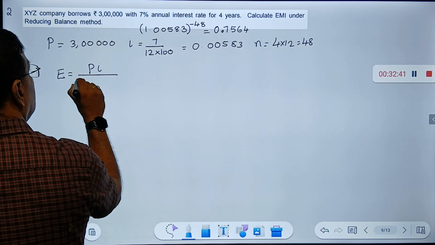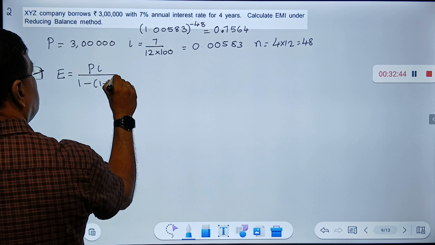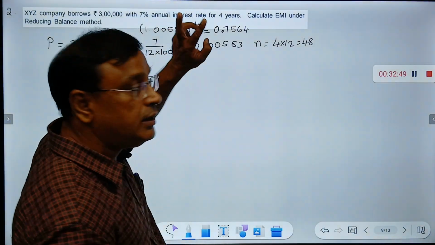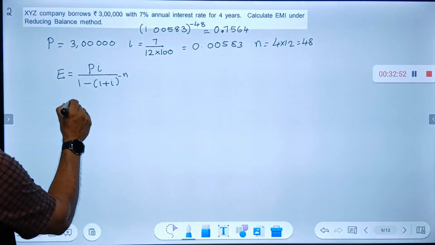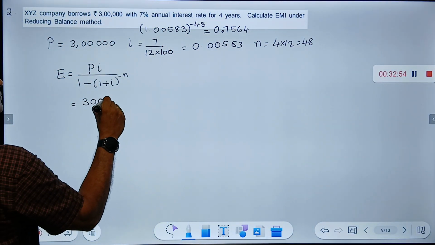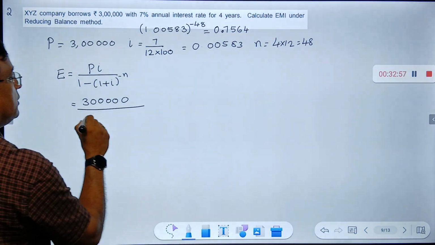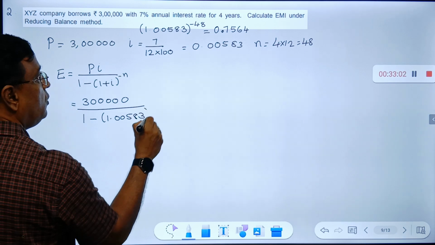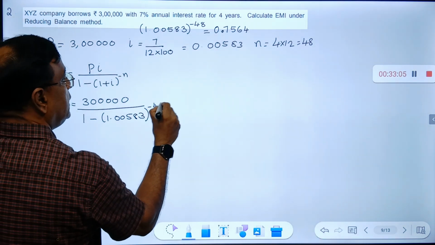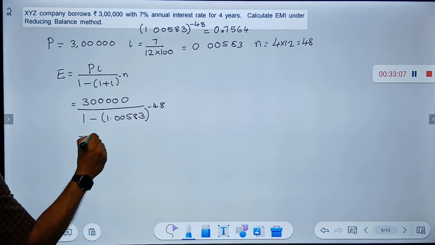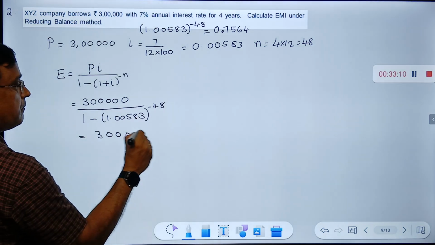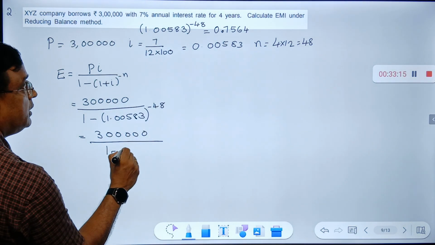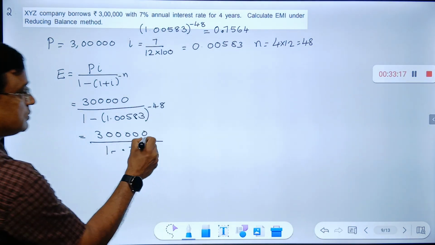P into I divided by 1 minus (1 plus I) to the power of minus n. So you should know when to use this formula. Suppose if it is given power 48, I'll use the other formula. So what is P? P is 3 lakhs divided by 1 minus 1.00583 whole power minus 48. Now this is 3 lakhs divided by 1 minus 0.7564. This is also given to you.